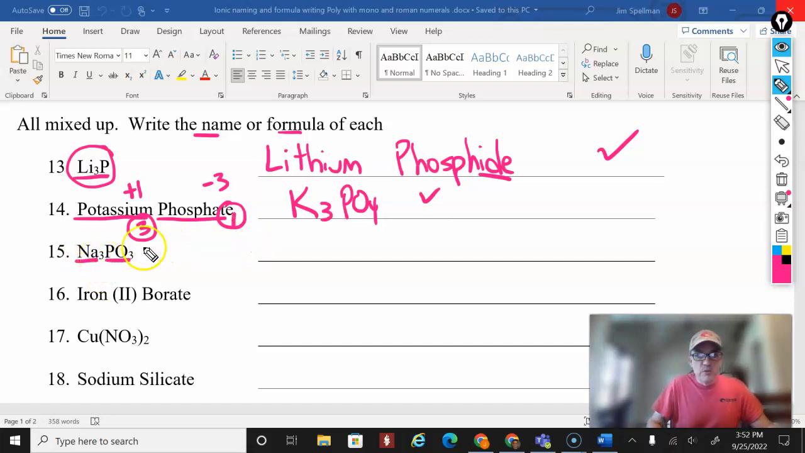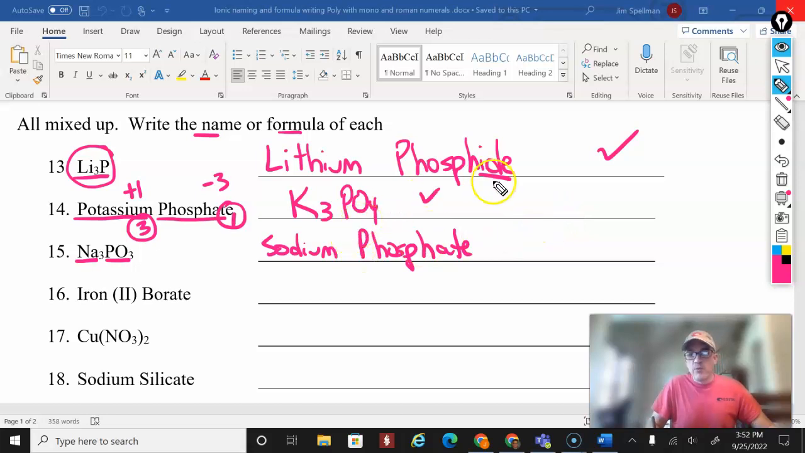So if we write this, it is going to be sodium. And since sodium is not a transition metal, I don't need parentheses. And then PO3 is phosphate. And that's all we have to do with it because we're just naming. Okay. Naming should be pretty simple.